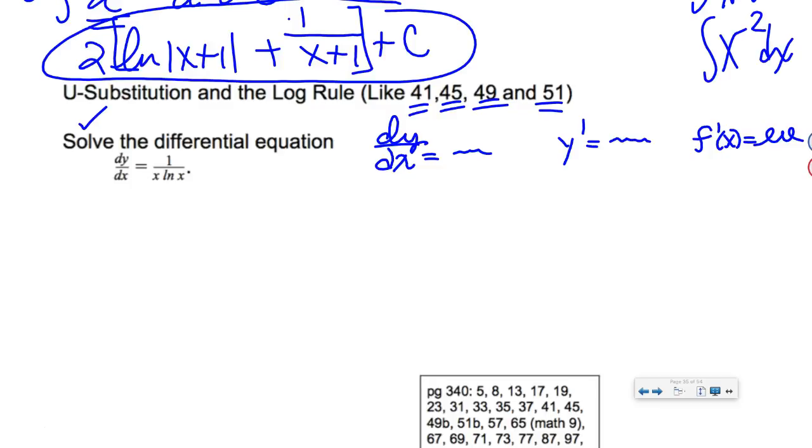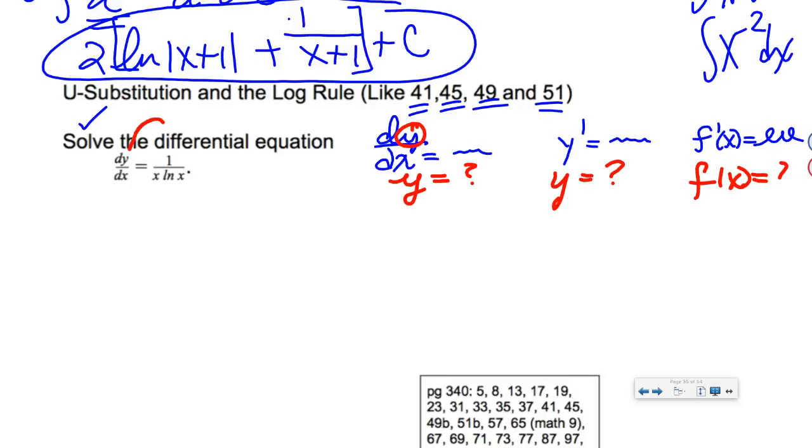No d, just y. Solving a differential equation means: what was the original function? What was the original function? How do you think you go from a derivative back to an original function? It's an integration. It's kind of like velocity back to position. But we're going to keep the notation nice.